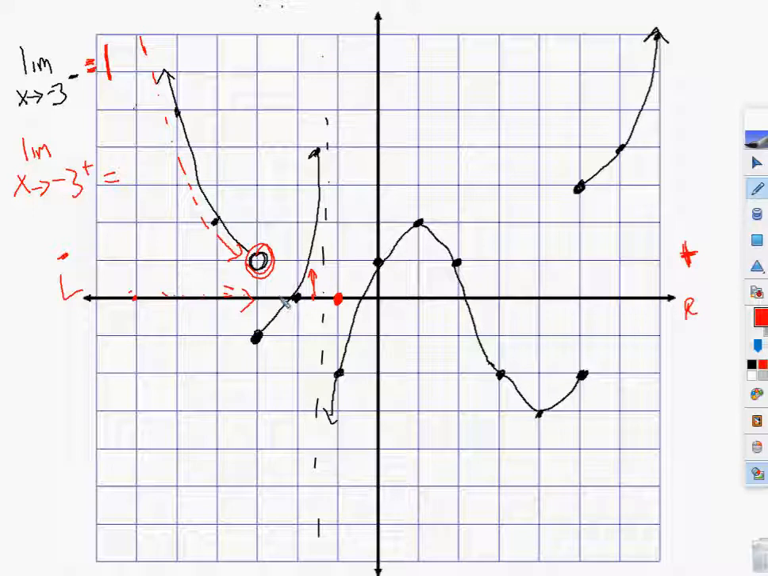If I go a half step more, I'm now even closer to -3. Now my Y value has decreased even more. It's like -0.5 now. And if I go one more, well, not completely to -3, but really close to -3, it really looks like this function is getting really close to, and in fact will equal -1. Okay?